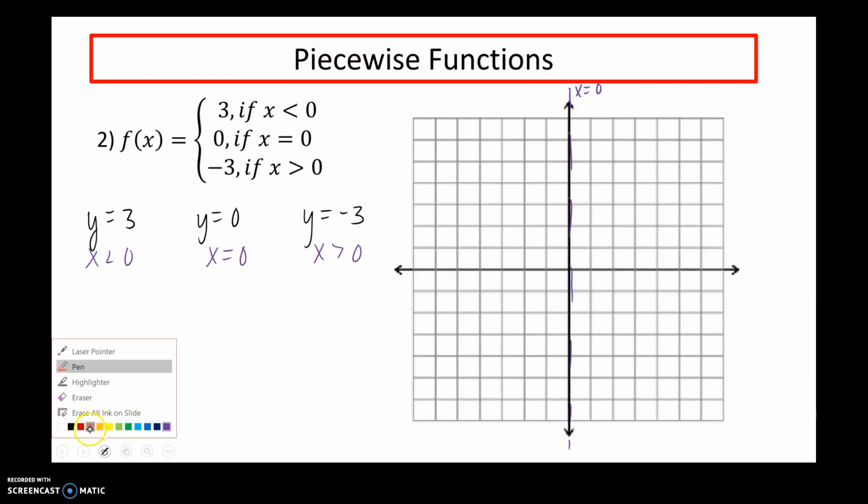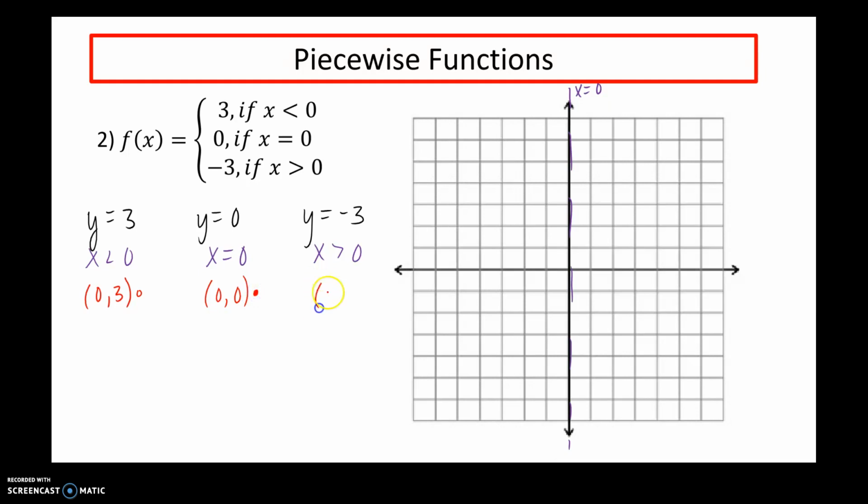All right, next I'm going to plug my domain values in. So when x is 0, y is equal to 3. It's going to be an open circle on the graph. When x is 0, y is 0. It's going to be a closed circle on the graph. And when x is 0, y is negative 3. That's going to be an open circle on the graph.